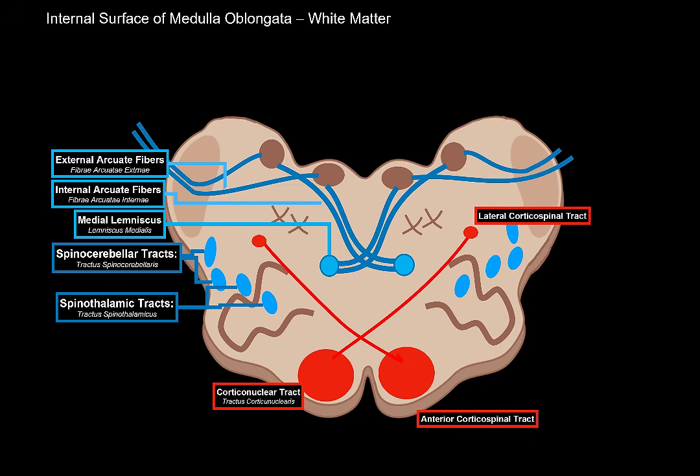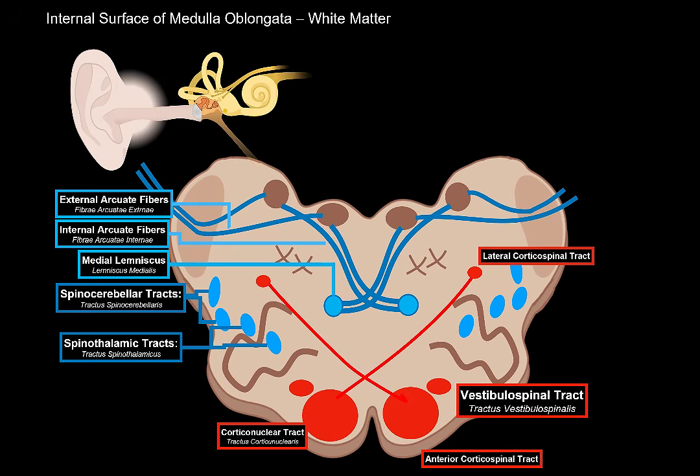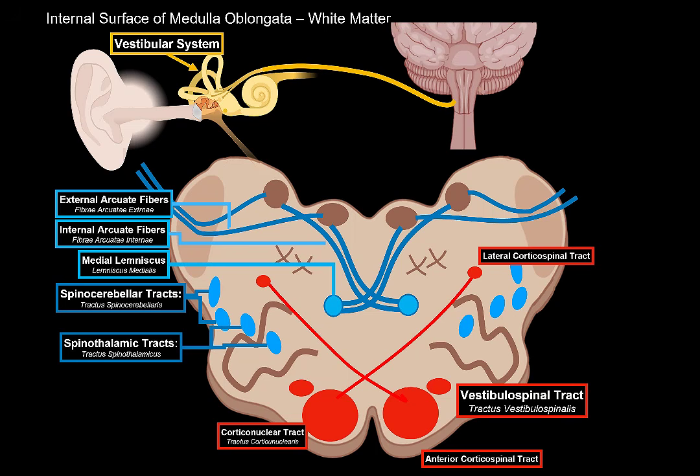The next descending tract is the vestibulospinal tract. Inside of your ear, the inner ear, we have a system called the vestibular system. The vestibular system has crystals within it sensing the position of your head, whether the head is tilted upside down or to the side. All of that is sensed, and through the vestibular nerve, it's sent to the brainstem, and then down to your spinal cord to keep your balance and posture. So the vestibulospinal tract is responsible for keeping your balance and posture.